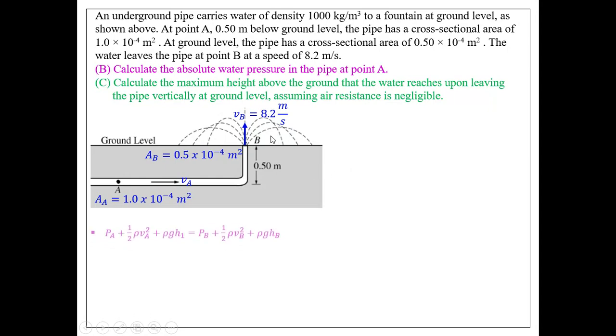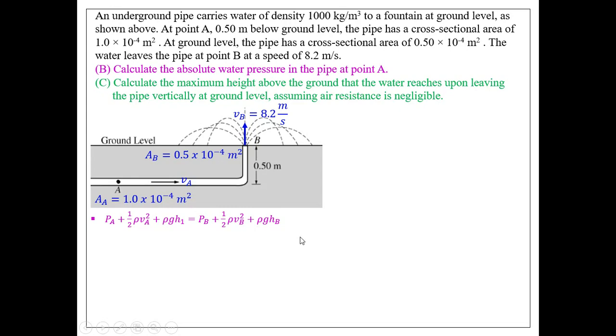All right, so let's go ahead and do that. Let's set up Bernoulli's equation here. The pressure at point A plus 1/2 rho VA squared plus rho g h at point A here, not point 1. So you can just mentally fix H1 to HA, and that also equals all the stuff at point B.